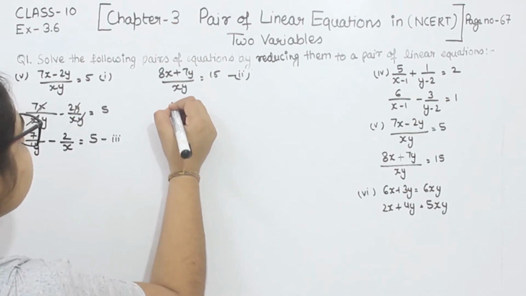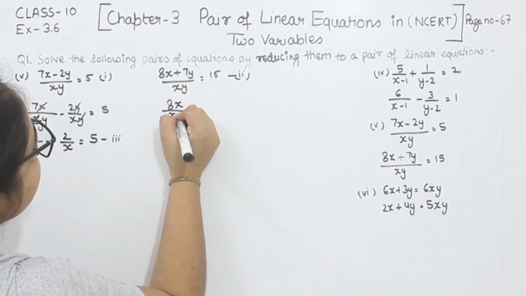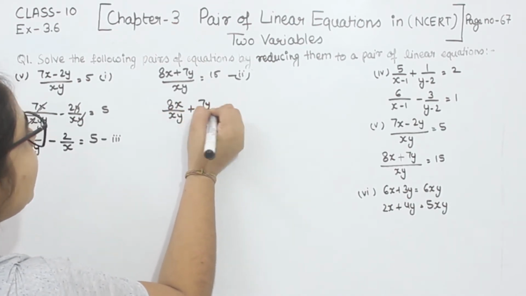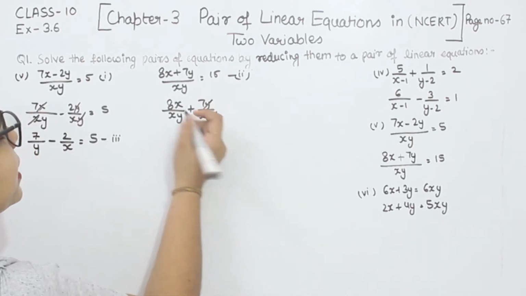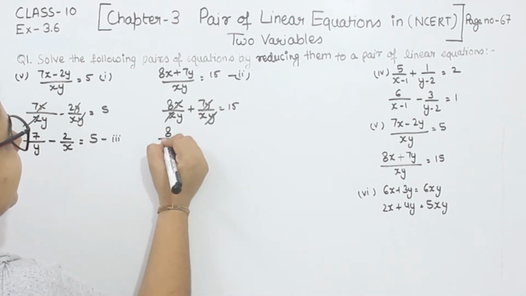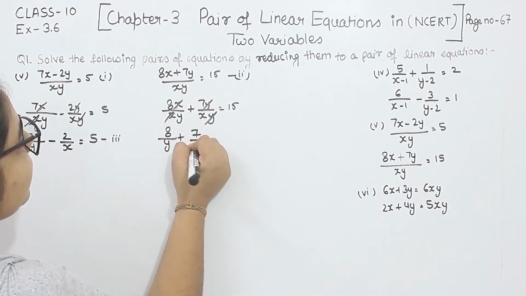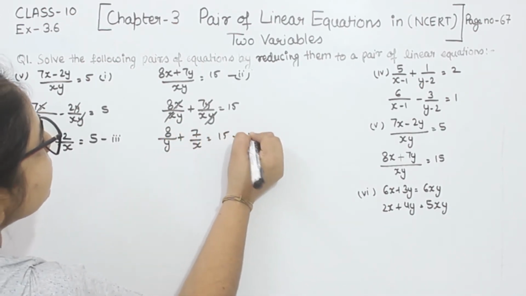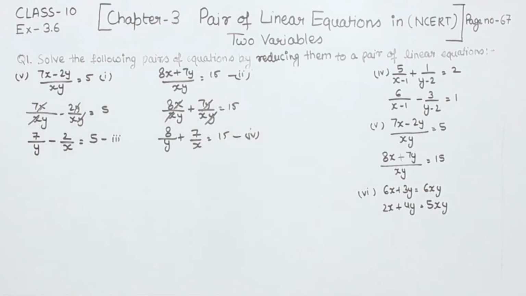Now comes to the second one, we are going to simplify this one. We are having 8x by xy plus 7y by xy. y is cancelled from y, x is cancelled from x. So we are having 8 by y plus 7 by x equal to 15, and this one is equation number 4.